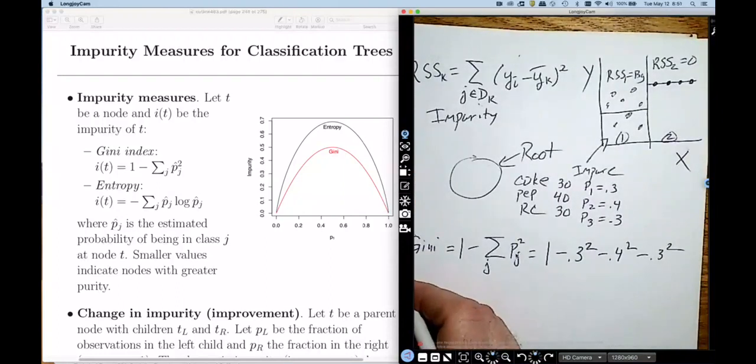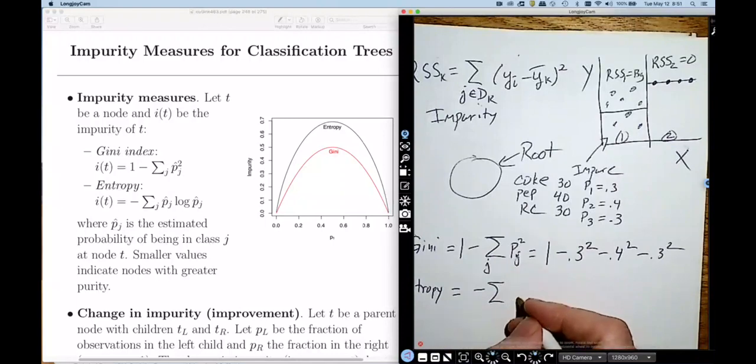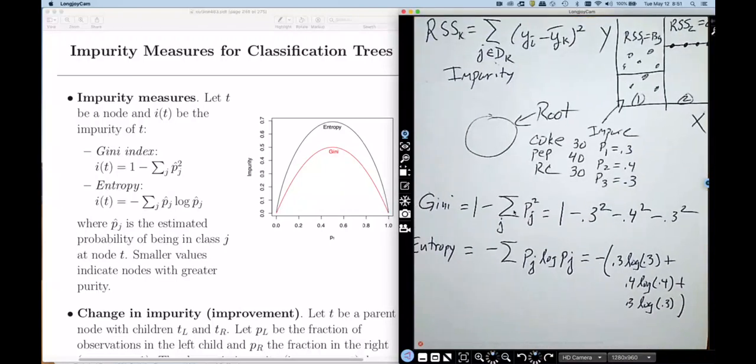Now, the entropy is going to be this: negative the sum of p sub j times log p sub j. So in this case, it would be minus the sum of 0.3 times the log of 0.3, plus 0.4 times the log of 0.4, plus 0.3 times the log of 0.3. And that would be my entropy measure of how impure that node is.